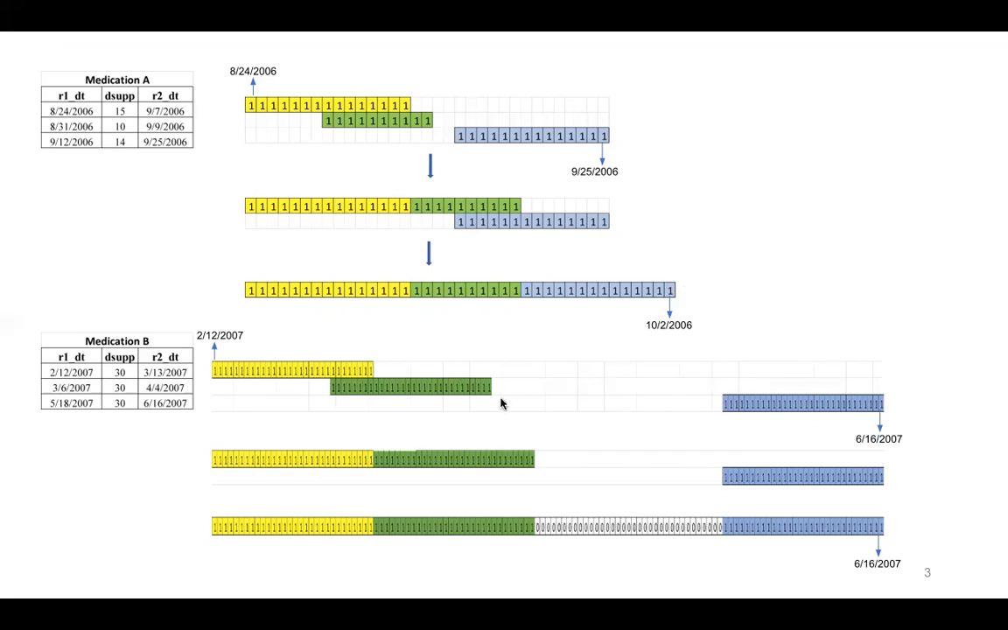In the second example, the third prescription here has a dispense date that was after the end of the last one. So instead of appending, it was copied into the last sequence in the same position. And lastly, the period between the 1 segments are zeros, meaning that the patient was not on the medication during these times.